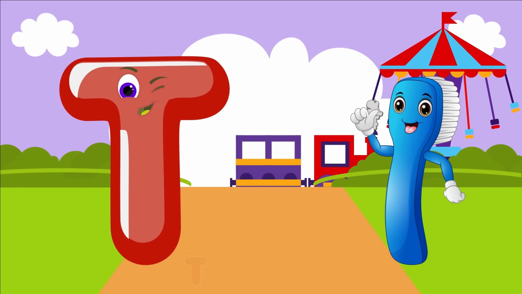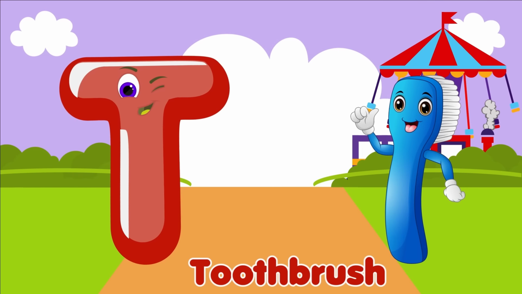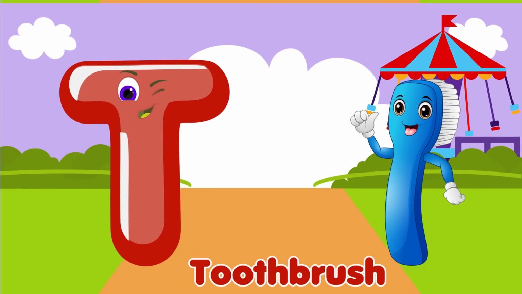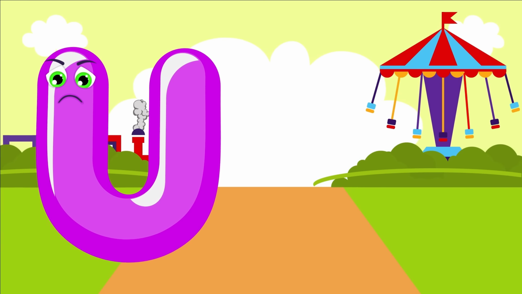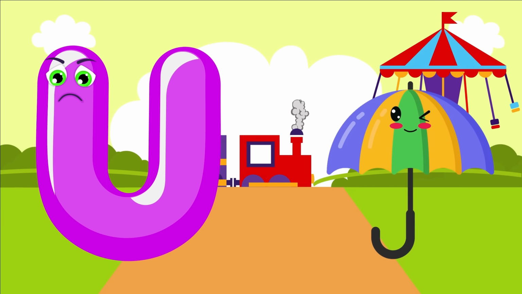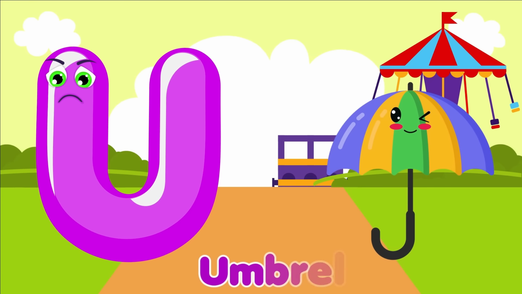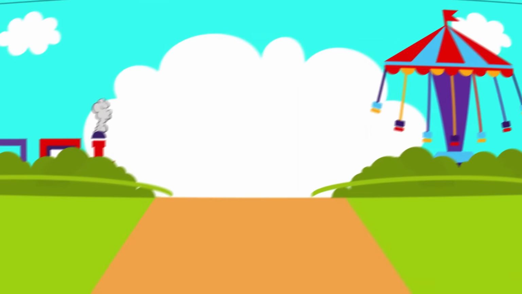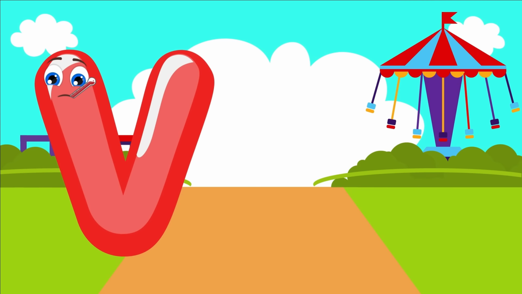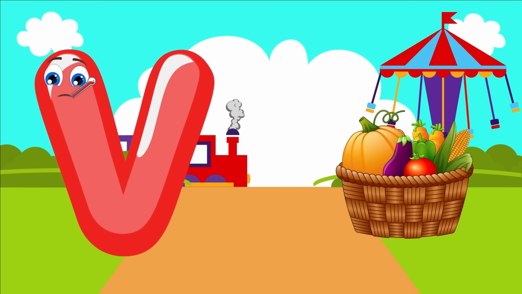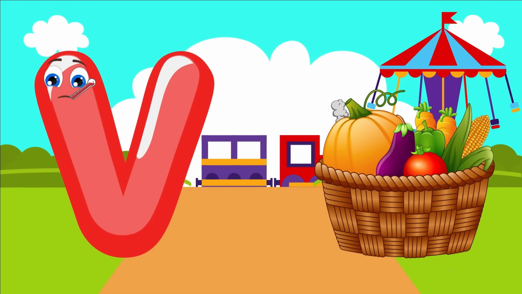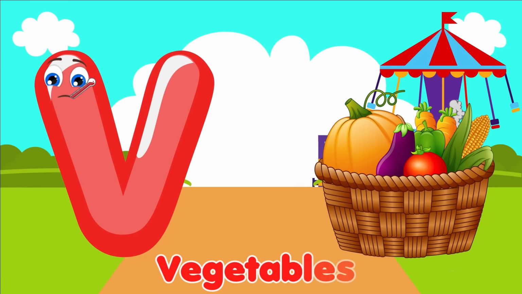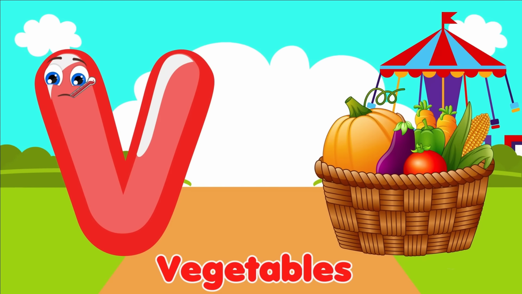Toothbrush. T is for toothbrush. U, umbrella. U is for umbrella. V, vegetables. V is for vegetables.